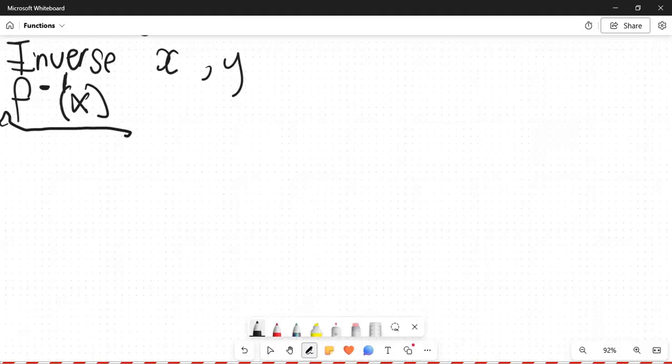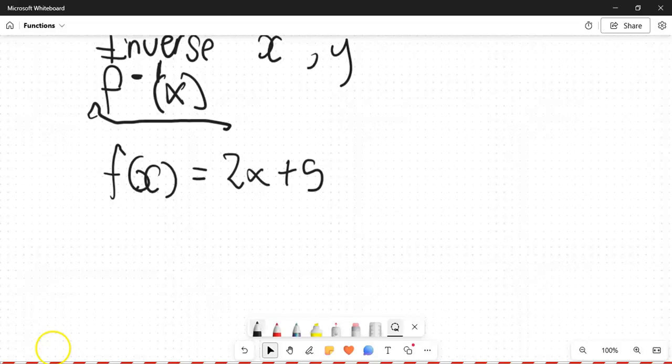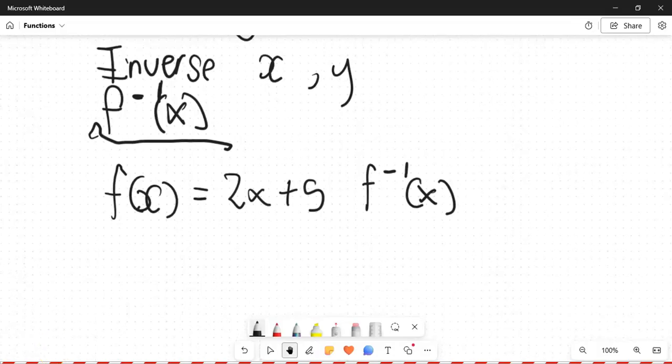You can be asked, if f of x is equal to, let's use 2x plus 5, find f of negative 1 of x. And I forgot to say that in an inverse function, inverse is mainly swapping x and y. Sorry, I forgot to mention that earlier, but it's swapping these two values right here.